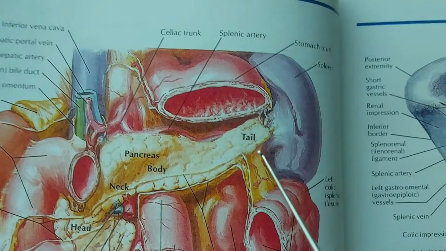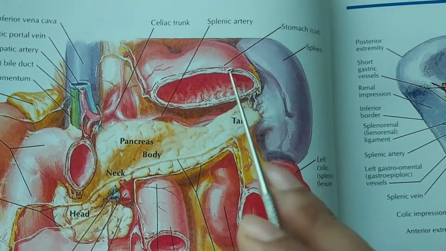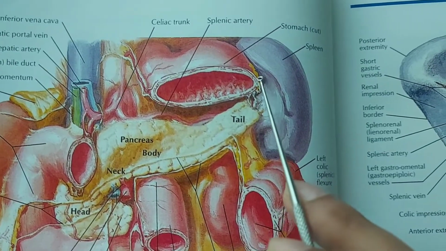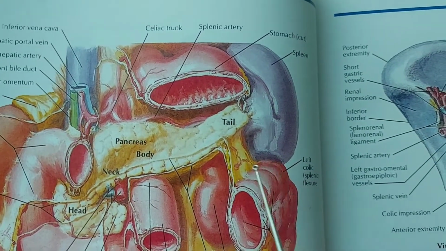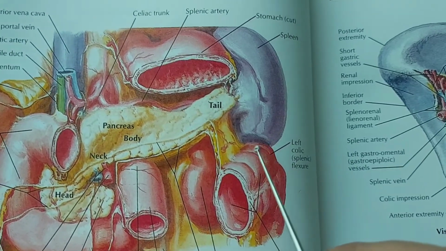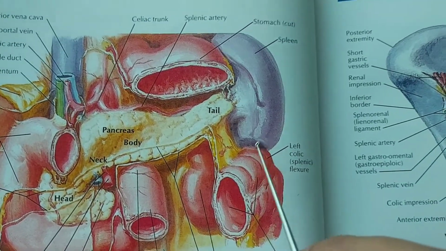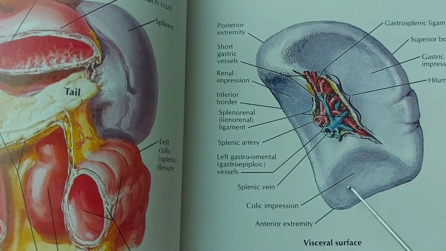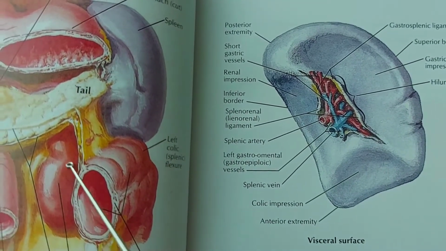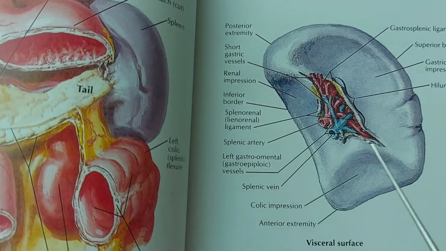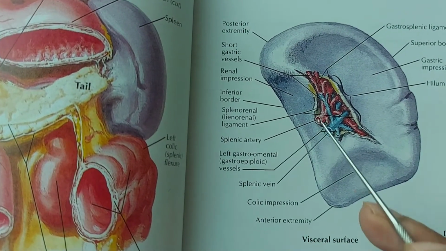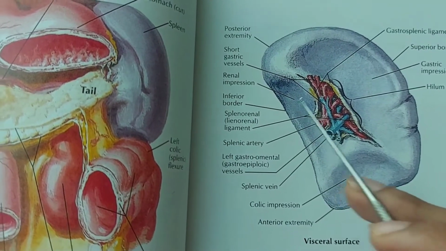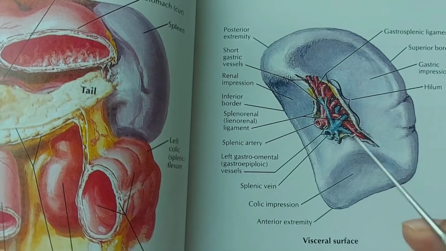And here you see this is the visceral surface. It is related with the fundus, the cut end of the stomach. So this is the gastric impression. Here it is related with the colon. This is the colic impression, and here you can see there is the left kidney, and there is an impression known as the renal impression, and this part is the hilum.